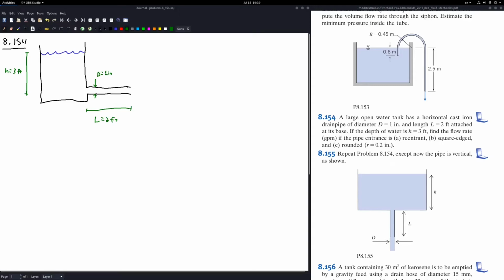The next problem is going to be problem 8.154, and here I drew a little sketch of our little problem that we have here. Now the first step here is to write Bernoulli's equation, again considering our major losses and our minor losses in the piping system.